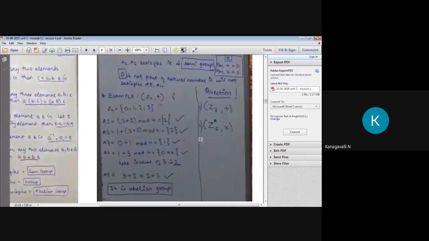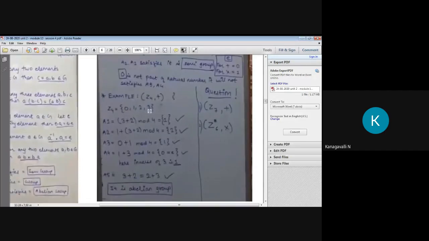Z7 with plus and Z6 with star, multiplication, right? Please do the operation on these two questions and say the answer, until I ask at the end of the session. Note down this question: check whether it is a group or not. Z7 with the plus operation. Similarly in this Z4, right? You can write Z7. Up to what terms do you have to take?